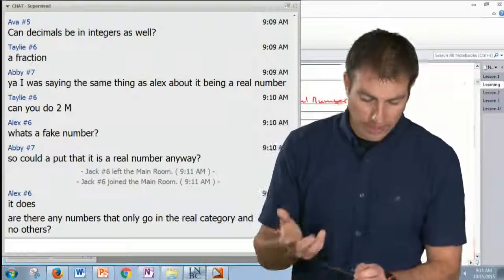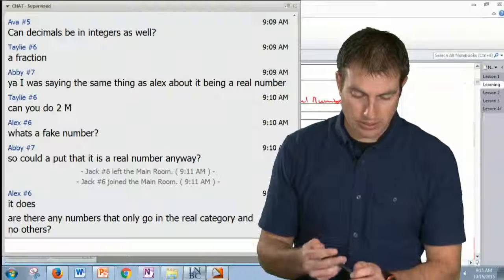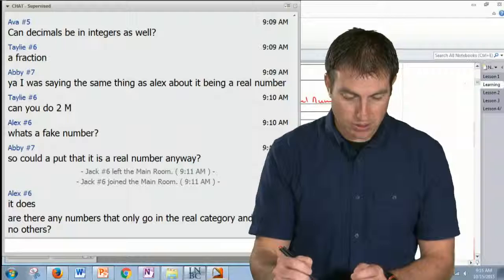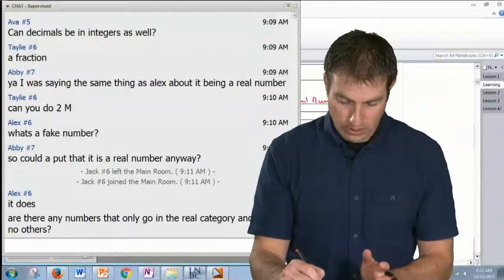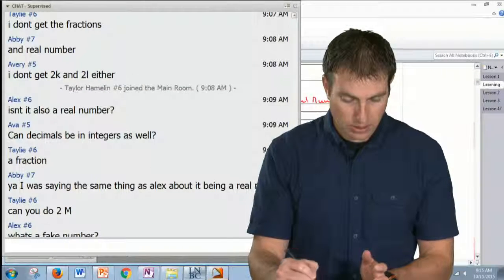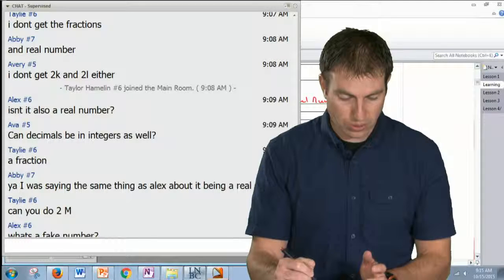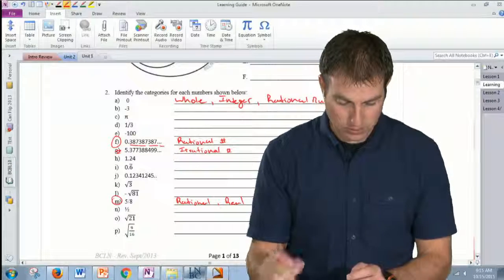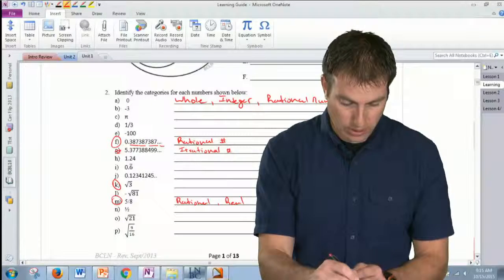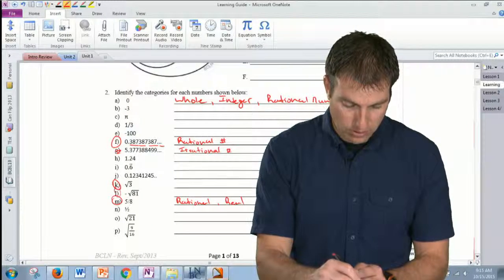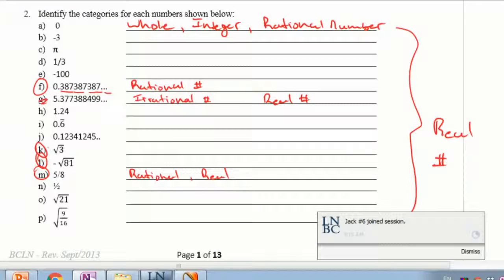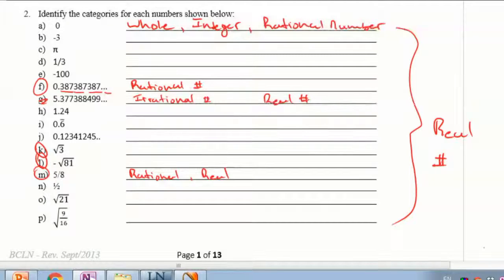A fake number, we did that. Could you put in that as a real number? Anyways, yes, Abby, I think I answered that. Can decimals be integers as well? No. And 2k and 2l. And then Taylor wants the fractions. So 2k and 2l.